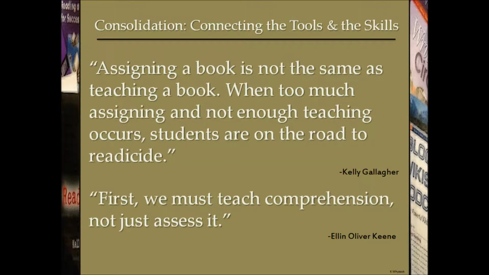Now, teachers, because we're secondary and we think, oh, they come here reading to us, we assign a book. Read this book and get the information from it. It's too much. Kelly Gallagher says too much assigning goes on and not enough teaching; students are on the road to reading aside. They'll stop reading. So first, we must teach comprehension, not just assess it. The old school way was to read this book, and if you can write an essay, then I'm assuming you've got reading skills. Well, no, we have to teach them how to read, not assess their reading, but assess their skills.